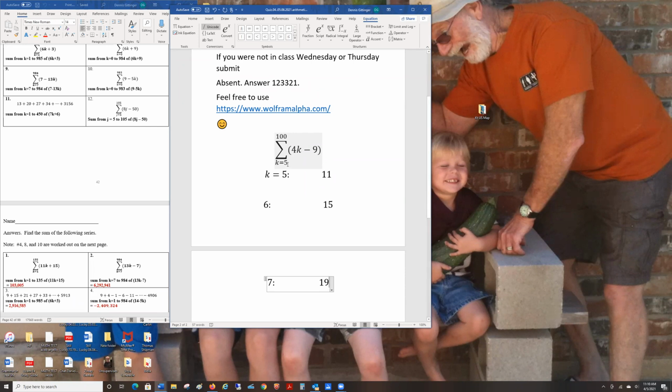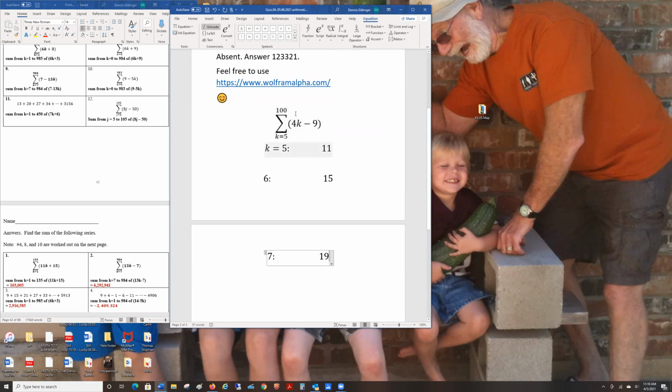Okay, you start with 5, and then you go to 6, 7, 8, 9, 10, all the way up to 100. 100 is the last one. Five is the first one. And that's what these limits tell you. The lower limit tells you the first number to plug in. The upper limit tells you the last number to plug in. And they're all whole numbers, and it goes up by one. That is just what this means.